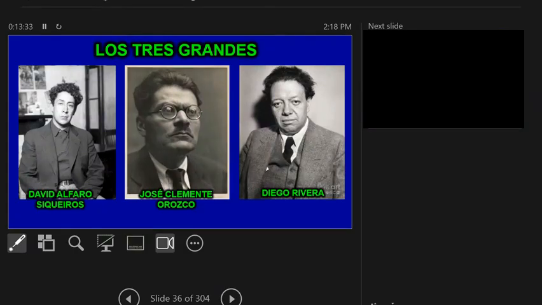And the three main artists that we're going to look at for the Mexican muralists are a group called Los Tres Grandes, or that's what they're called.